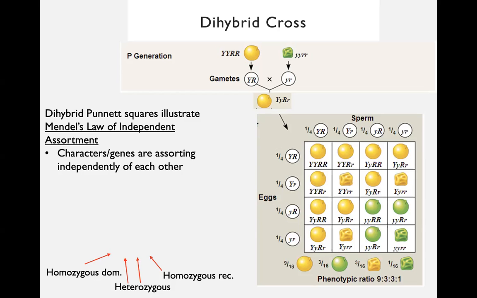And that's why you have to have two characters in order to show that. Just because a pea is wrinkled doesn't mean it has to be green. Or just because a pea is green, it doesn't have to be wrinkled. So when you have two characters, two genes, it's independent assortment. If you're talking about one gene, you're talking about the law of segregation, or principle of segregation. I don't remember what he calls it, law or principle.